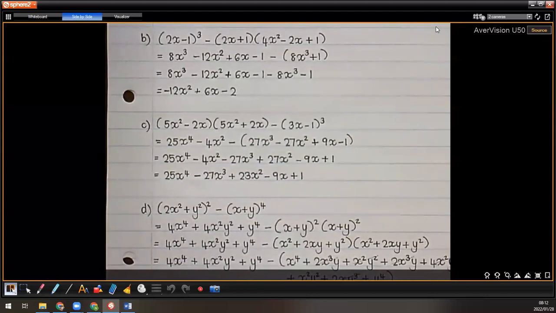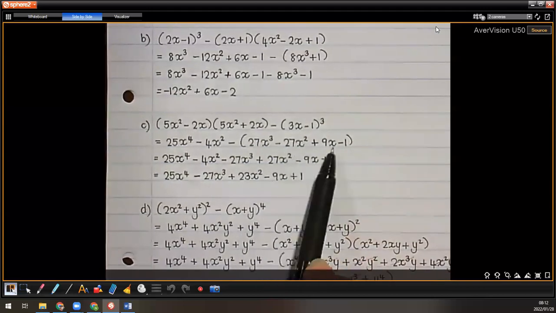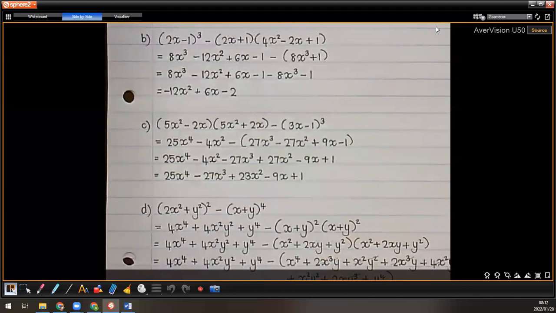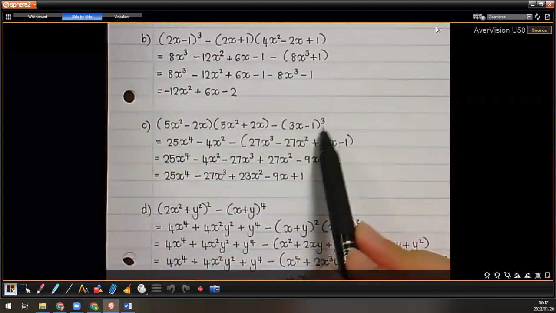Okay, there we have C. In C, I noticed that the first 2 brackets will give me a difference of 2 squares. Then the last one is again a cube, and it looks like I did this one correctly because there we have a minus and a plus. So we just go over that cubed pattern again quickly.